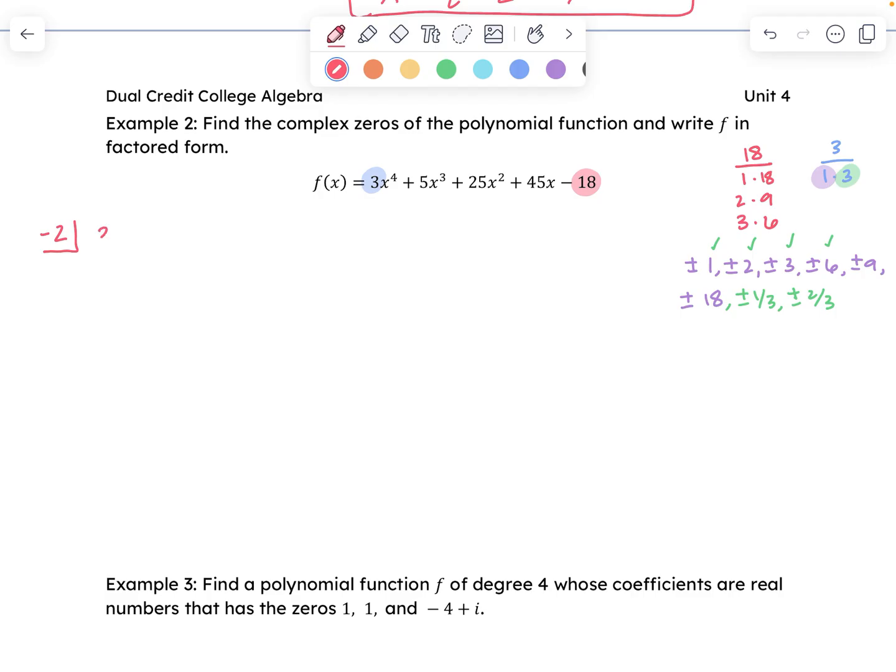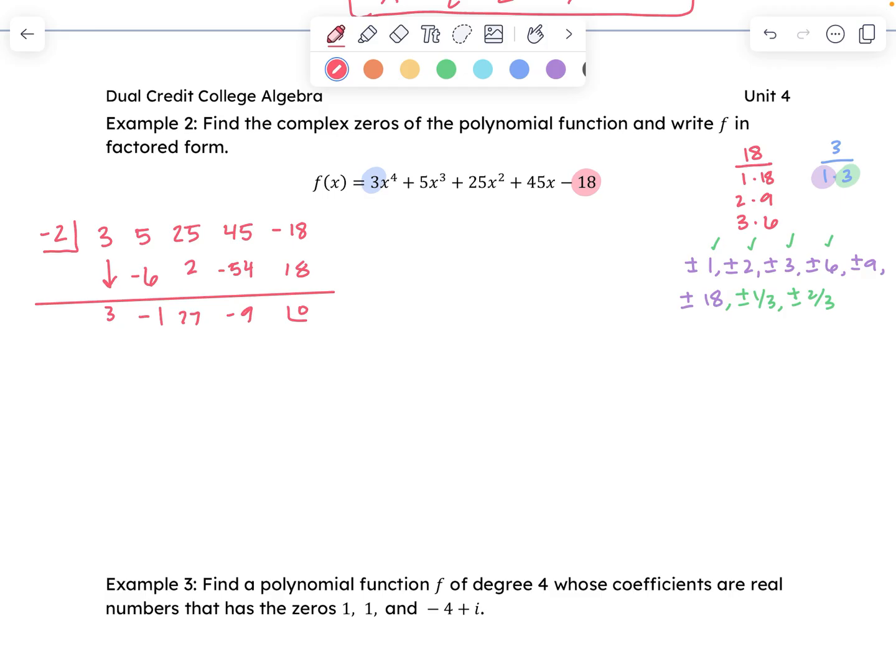Then listed out next to it is going to be 3, 5, 25, 45, and -18. Bring down the 3. 3 times -2 is -6. 5 and -6 is -1. Then I get 2, so 27. 27 times -2 is -54. Then I get -9 times -2 is 18. And then I get 0.